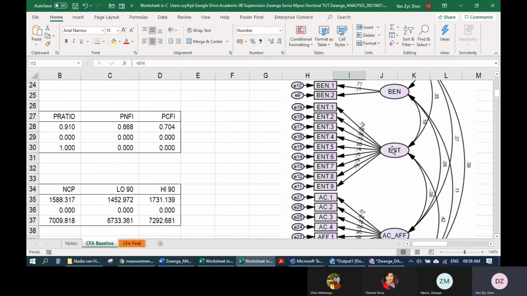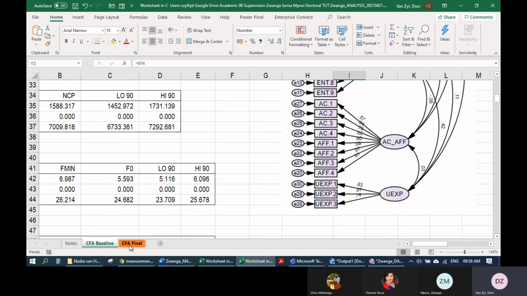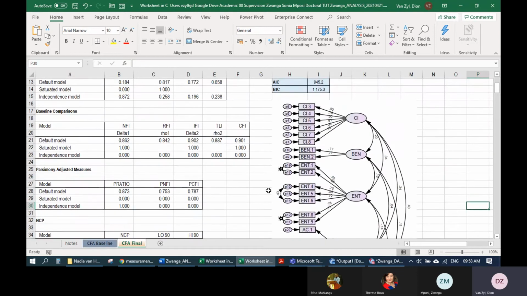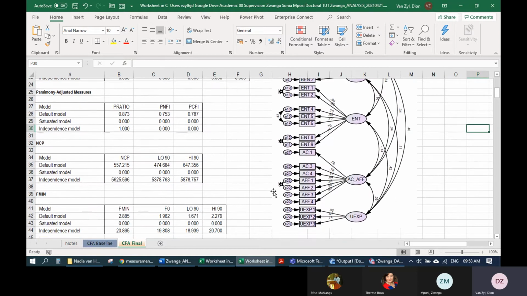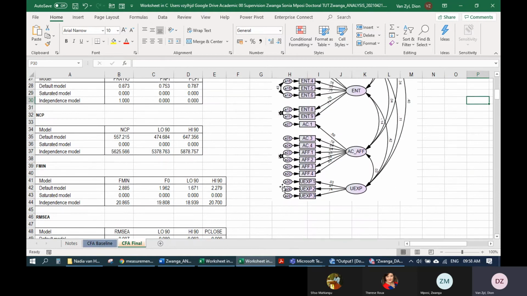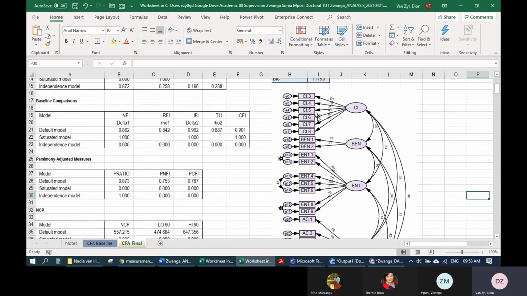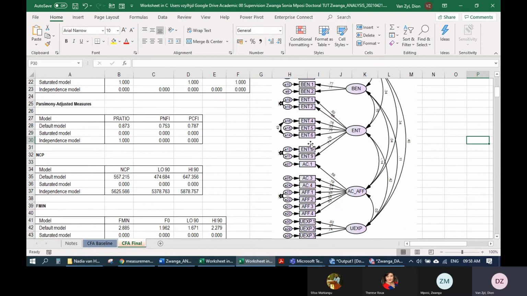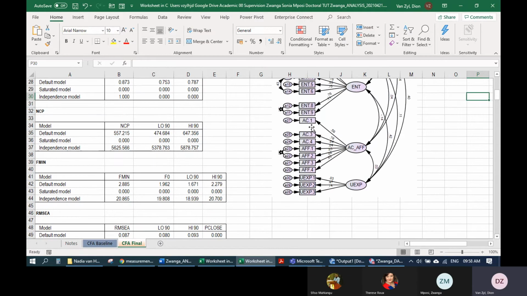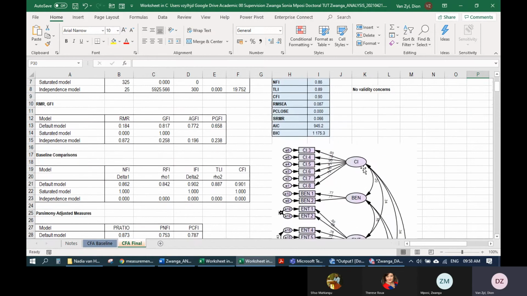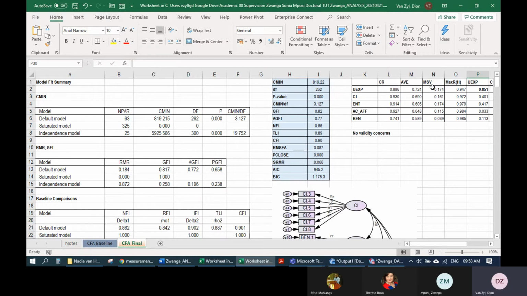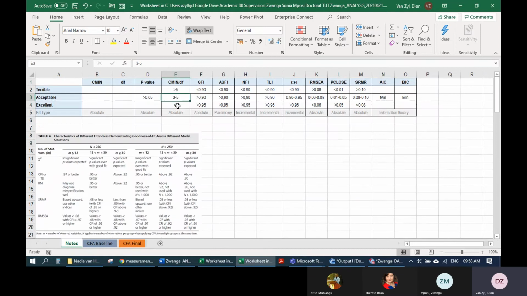My benefit is okay, so I can go through this. Basically, what I've done in conclusion is I came up with a somewhat improved model. I lost some items, for instance CI1 and CI2, ENT3, ENT7, AC2, but I didn't lose enough. And look at how good my model is. I still have no validity concerns. I meet the Chi-square over DF. It says here it must be between 3 and 5 to be acceptable.